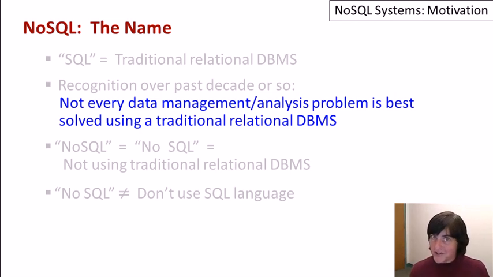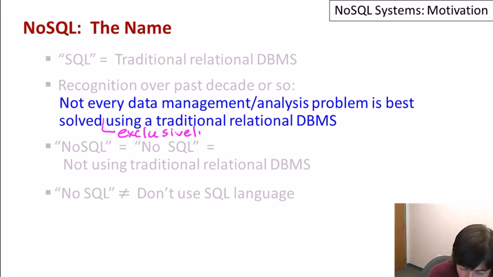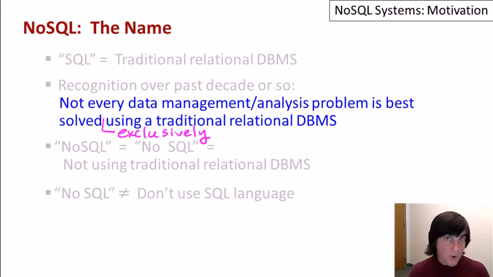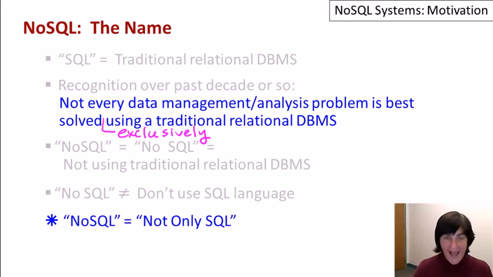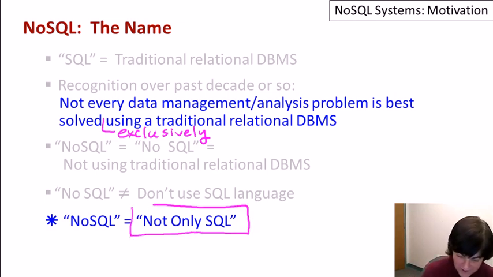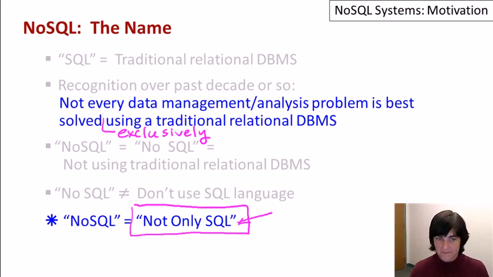Now, while pretty much everyone agrees that for some problems a traditional relational database management system isn't the best solution, there are still a whole lot of problems for which it is. And so people now like to say, well, problems aren't exclusively solved by traditional relational database systems. They might be solved by traditional database systems for some portion of them and by some other solution for other portions of the problem. And for that reason, NoSQL has actually come to mean, and this is now the accepted definition, "not only SQL", but again with SQL itself actually referring to traditional relational database management systems.